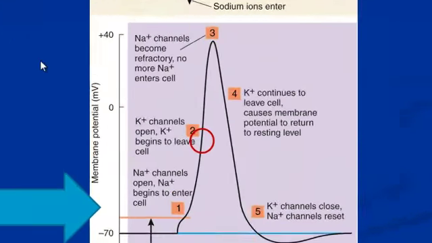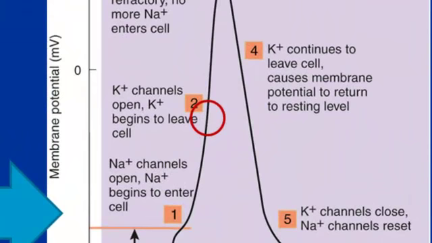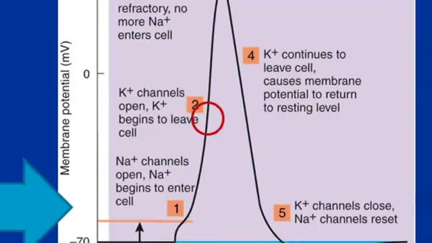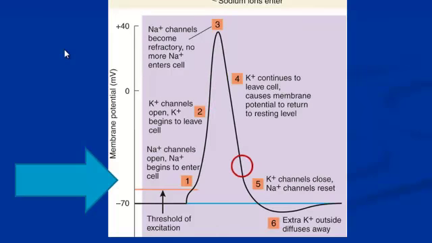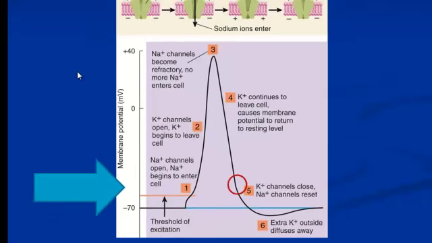So let's look at this. Sodium has rushed in and we're depolarizing. Lots of sodium rushing in. But you can see here that potassium channels begin to open and begin to repolarize. Sodium channels close, so we can't depolarize anymore. But potassium channels remain open, leaving. Potassium leaves, therefore repolarizing the cell. And we get back to rest. We even overshoot a little bit.